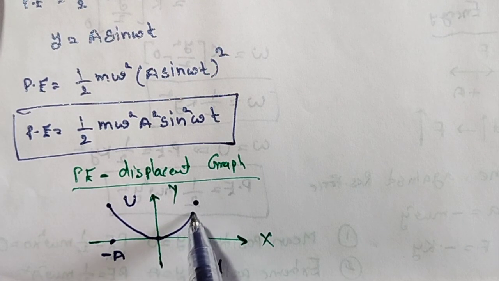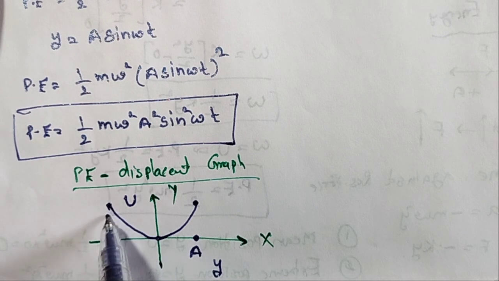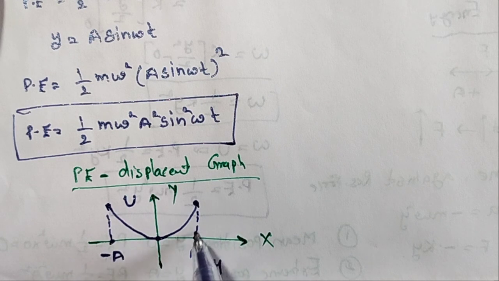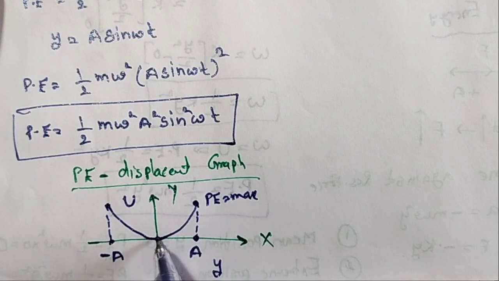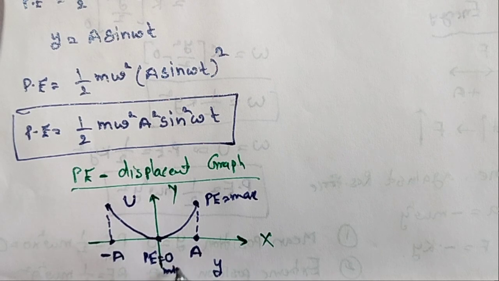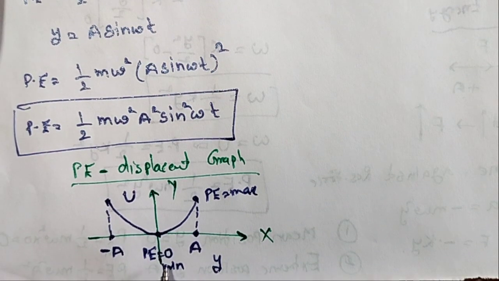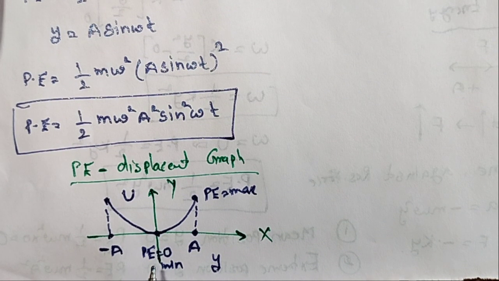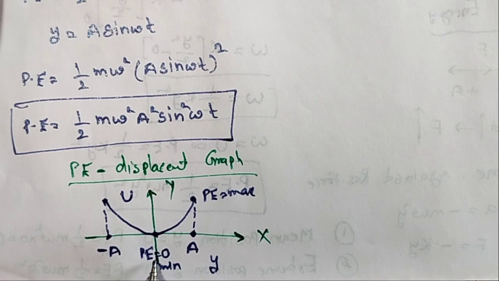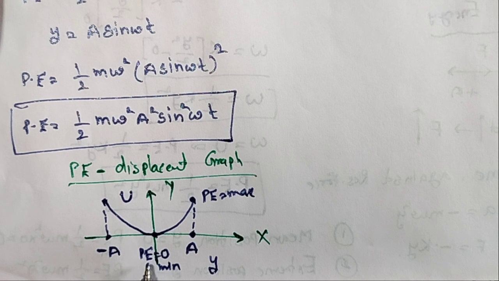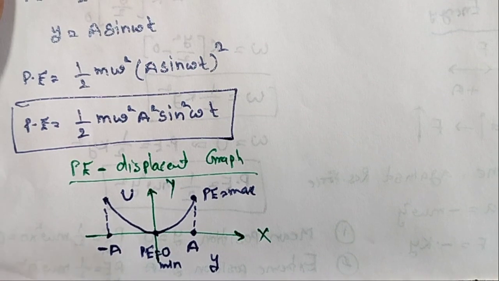So this is the potential energy. At the extreme position in the negative direction, their potential energy is maximum. In the positive extreme position, potential energy is maximum. At the mean position, their potential energy is minimum, that is 0. So it is not equal to 0 in all cases. Sometimes potential energy is not equal to 0, sometimes it equals 0, sometimes it is negative also. Potential energy may be positive, negative or 0. This is the potential energy and displacement graph.